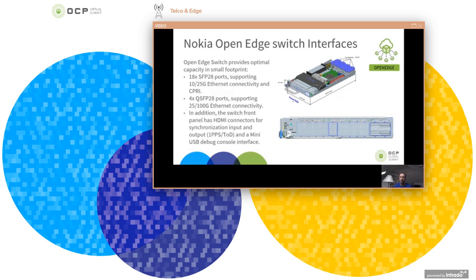In addition to that, the switch front panel has HDMI connectors for synchronization input and output, and also a mini USB debug console interface and a reset button if needed, and also status LEDs.